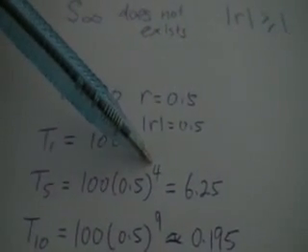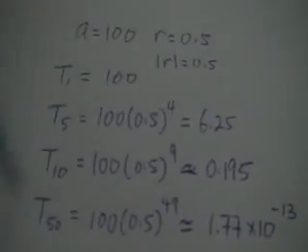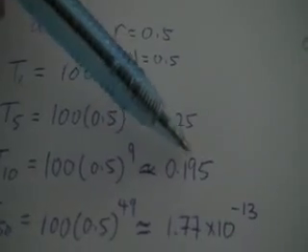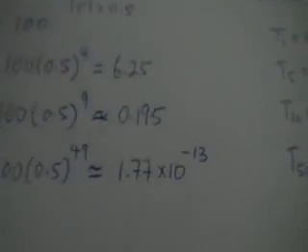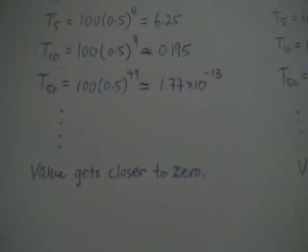Our fifth term will be 100 times 0.5 raised to the power of 4. That gives us 6.25. And our 10th term will be approximately equals to 0.195. And our 50th term will be 1.77 times 10 to the power of negative 13. Now what you can notice is that the value gets closer to 0 in this case.